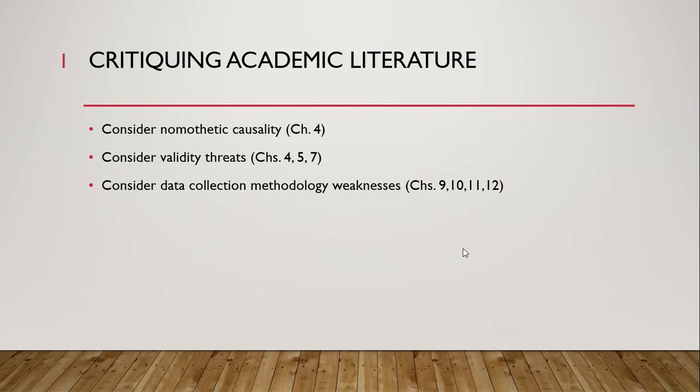But anyway, there's a number of ways that you can critique an academic article, and I'm just going to briefly go over some of these to give you some ideas and some starting points. So three basic ways that you could do it would be, first, to consider whether or not the article addressed all the points for nomothetic causality. And nomothetic causality is discussed in detail in Chapter 4, so if you don't remember nomothetic causality, take a look at Chapter 4 of Maxfield and Babbie. You can consider also the threats to validity, and validity threats are covered in depth in chapters 4, 5, and 7. And then finally, you can consider the data collection methodology that the researchers used and the weaknesses that are associated with the particular methodology. And so methodological data collection strategies as well as weaknesses are discussed in chapters 9, 10, 11, and 12.